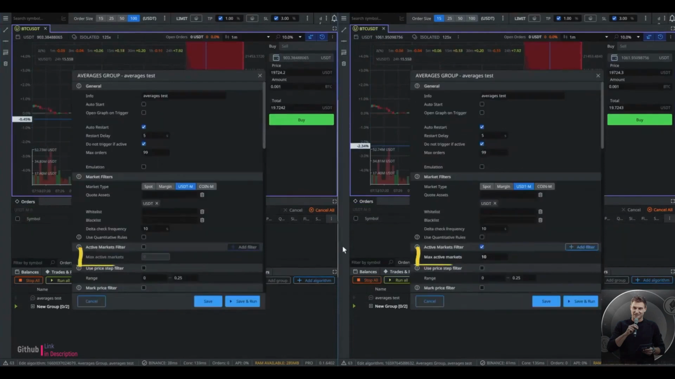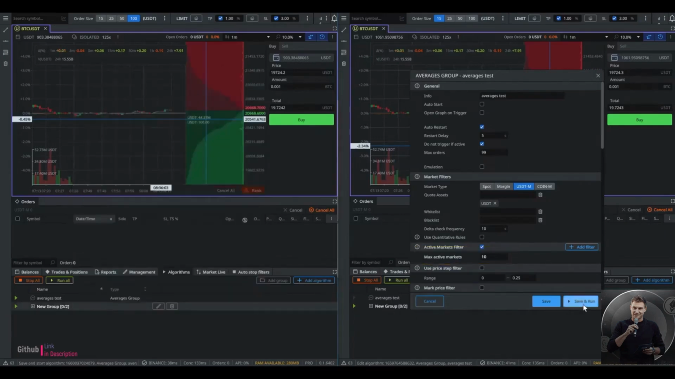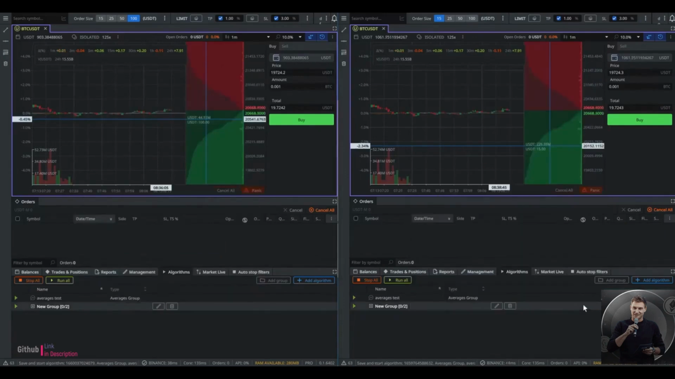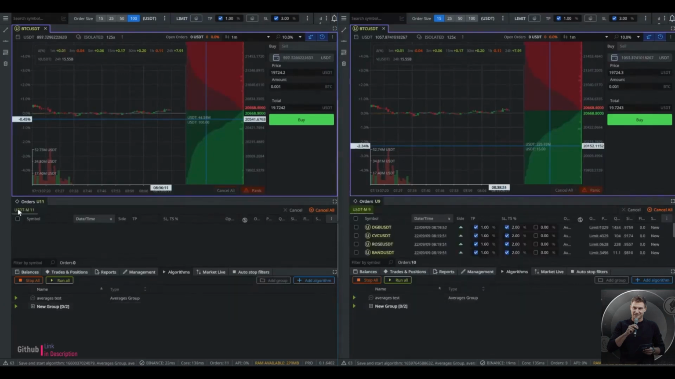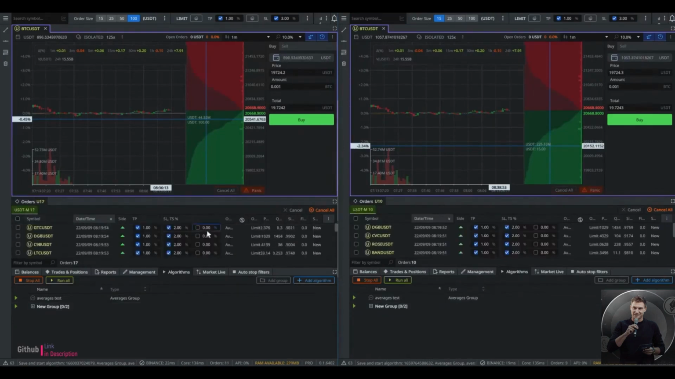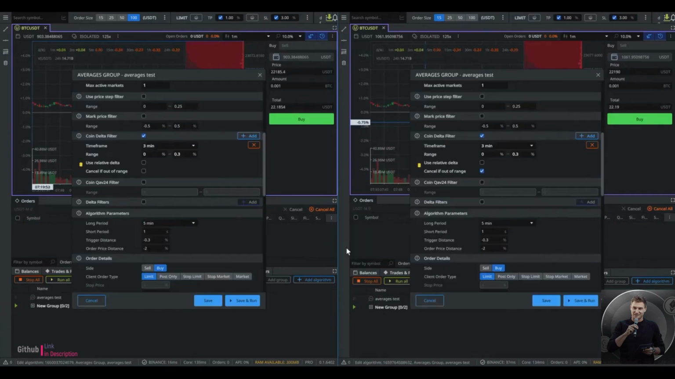Max active markets limits the number of markets on which we can place our orders according to a particular algorithm. The algorithm on the right is limited to 10 markets and there are no restrictions on the left. As we see, on the right there are 10 orders as we have specified, and on the left orders continue to be placed. The new option Cancel if out of range has been added to the delta filters.